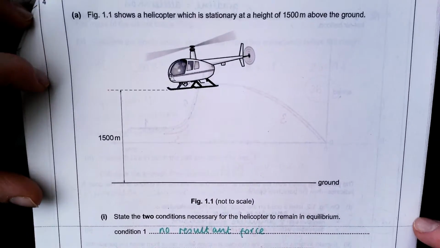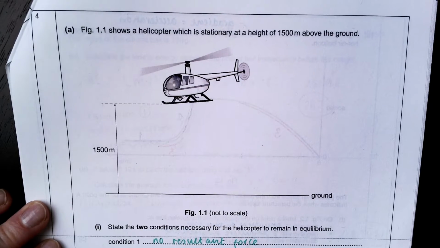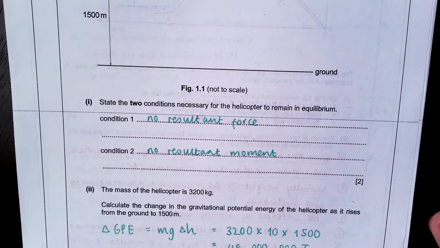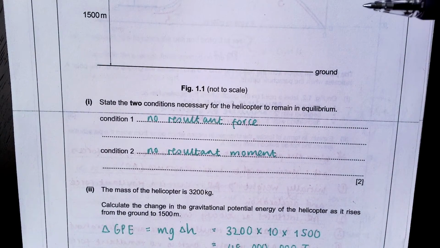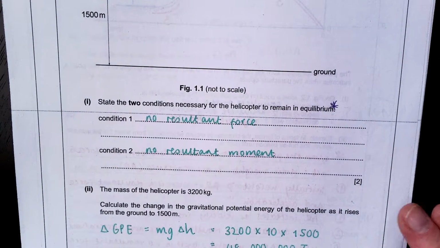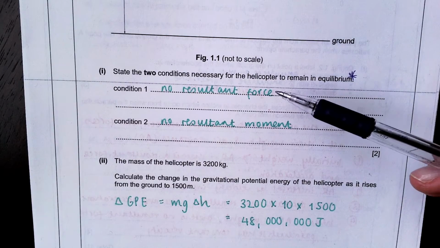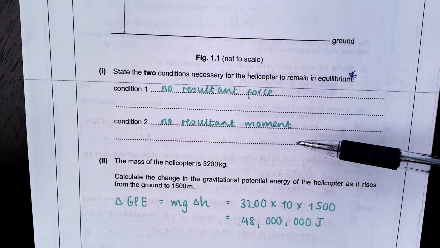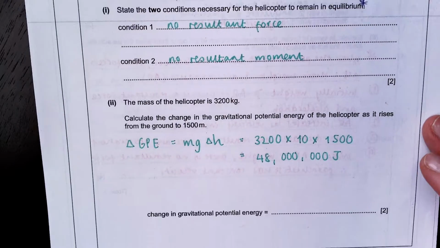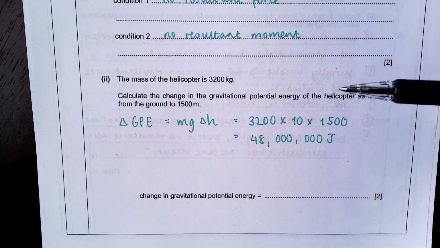In question 4, we are told a helicopter is stationary at a height 1,500 meters above the ground. In part I, state 2 conditions necessary for the helicopter to remain in equilibrium. This was a memory game. I told you if it ever asks you what the conditions are for an object to be in equilibrium, all you have to write is that there is no resultant force and there is no resultant moment on the helicopter. 1 for each there.